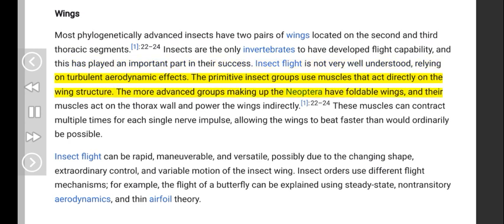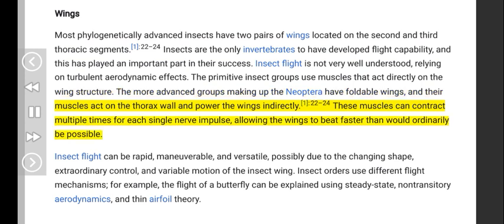The primitive insect groups use muscles that act directly on the wing structure. More advanced groups making up the Neoptera have foldable wings, and their muscles act on the thorax wall and power the wings indirectly. These muscles can contract multiple times for each single nerve impulse, allowing the wings to beat faster than would ordinarily be possible.